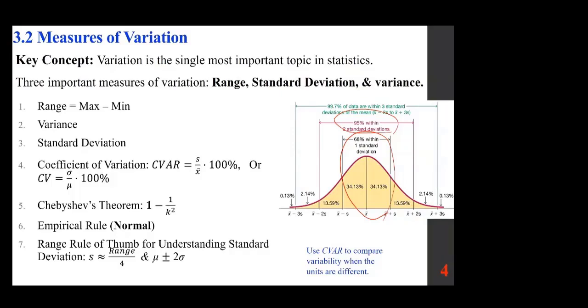We also have the range rule of thumb for understanding standard deviation, which is the range divided by 4. And the reason it does, because normally 95% is good enough for everybody. And remember, 95% means 2 standard deviations away from the mean. So that means mu plus or minus 2 sigma, or S plus or minus 2S. That would be for example.